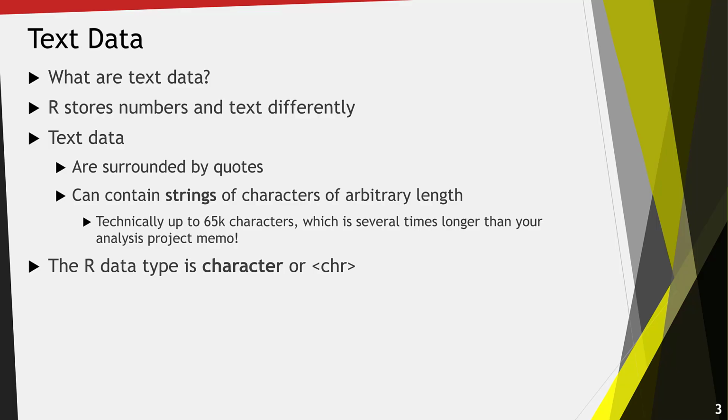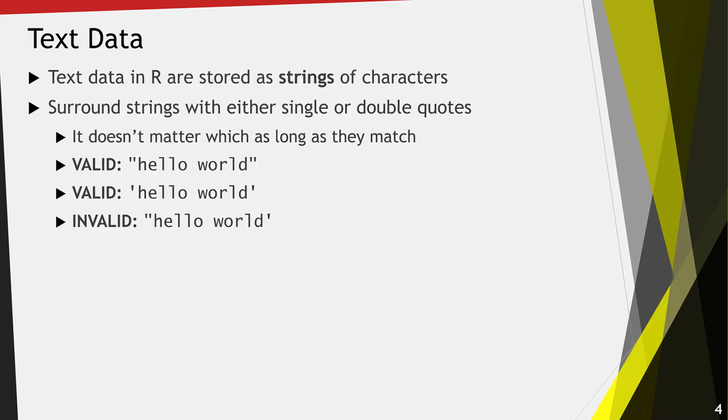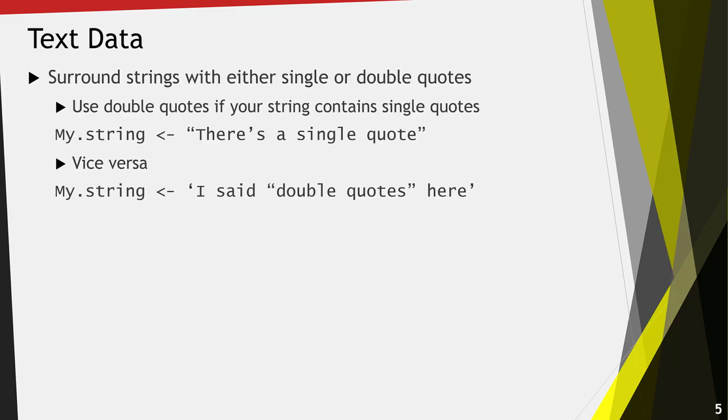The R data type for text is character, or sometimes represented by CHR. Text data are often called strings because they're stored as strings of characters. You're going to surround these strings with either single or double quotes. It doesn't matter which you use as long as they match. The first two examples that I have here, where hello world is enclosed in first double quotes and then single quotes, are both valid strings, but it's invalid to start with one type of quote and end with a different type of quote.